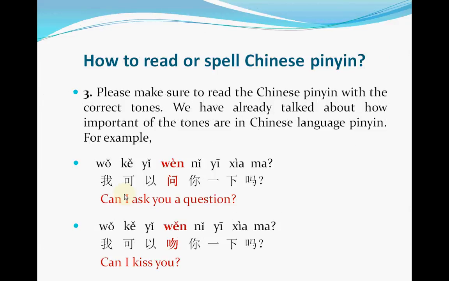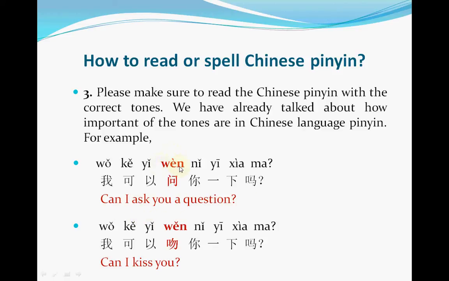The third thing we need to know about how to read and spell Chinese Pinyin is, please make sure to read the Chinese Pinyin with the correct tones. We have already talked about how important the tones are in Chinese Pinyin. Here's the example we talked about in our lesson 1. This sentence means 我可以问你一下吗 Can I ask you a question?